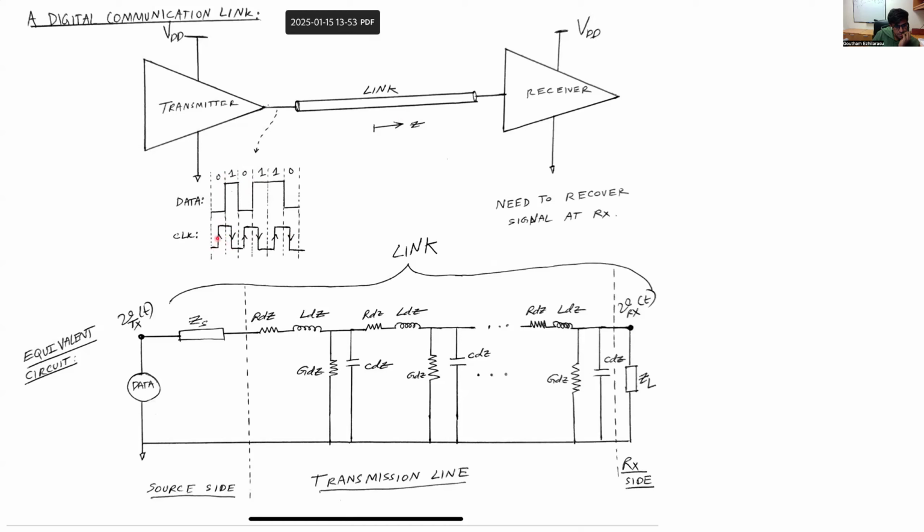And you can see that at each place the clock transitions, that is the location where we sample the data. So this would be a 0, a 1, 0, 1, and so on. And this is the data that's transmitted.